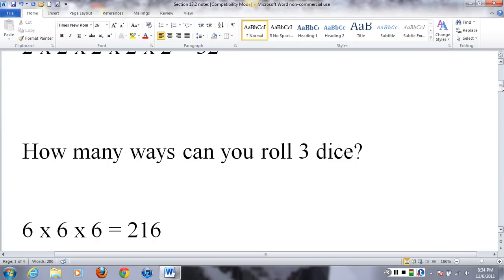How many ways can you roll 3 dice? You have 6 choices each time you roll a die. 6 times 6 times 6 gives me 216 possibilities.